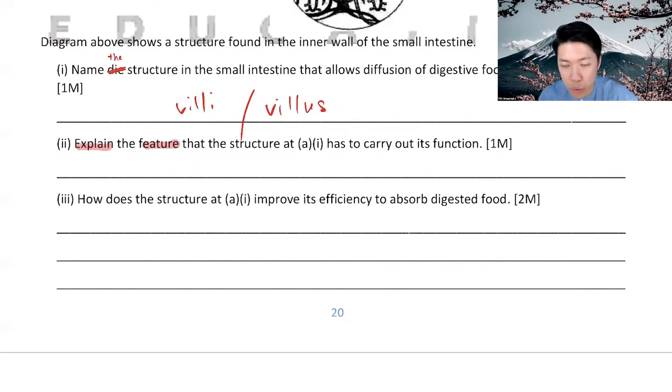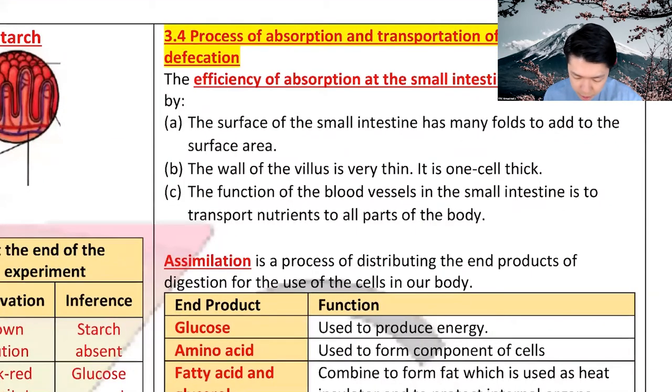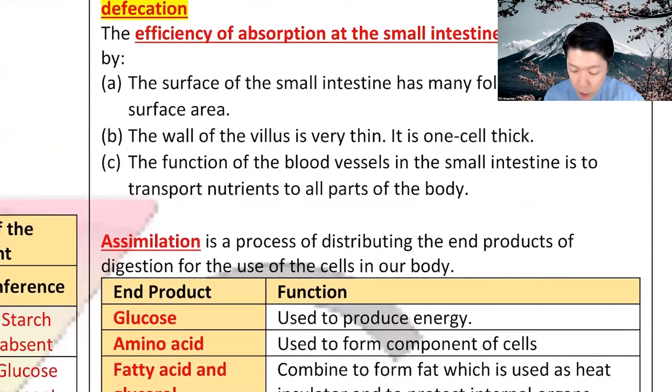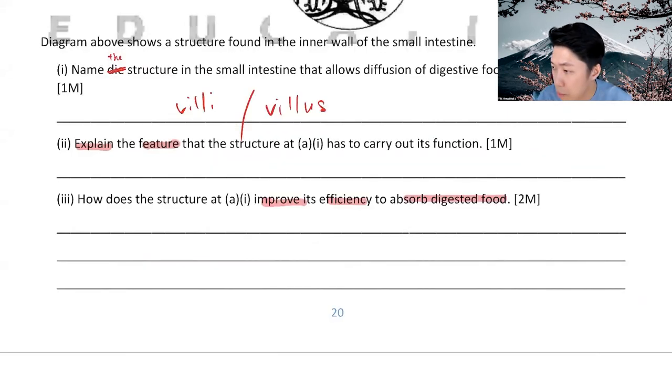Okay, question 3, everybody. How does the structure in A1, which is villi, improve its efficiency? Improve. I think it will be the rest of the characteristics. A lot of surface area, and there are a lot of blood vessels. That will be the rest of the features. For 2 marks, so there are 2 more for you to write.